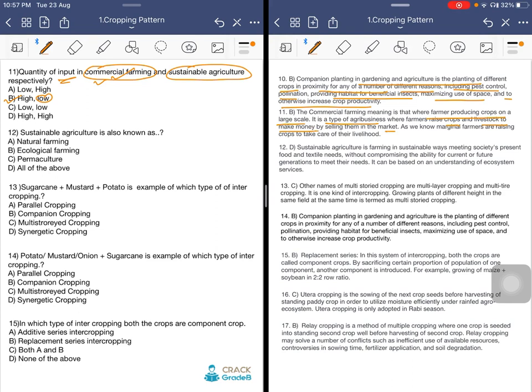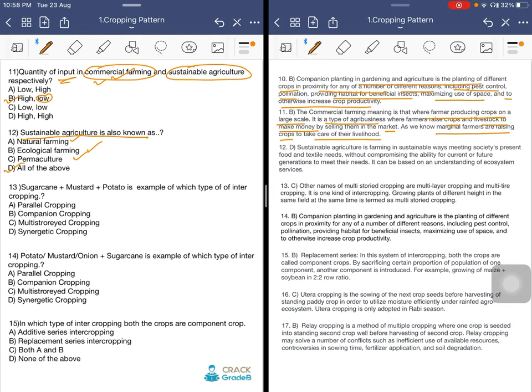As we know, marginal farmers are raising crops to take care of their livelihood. Next, sustainable agriculture is also known as, okay, the answer is D, that is, all of the above. That is also called natural farming, ecological farming, permaculture.